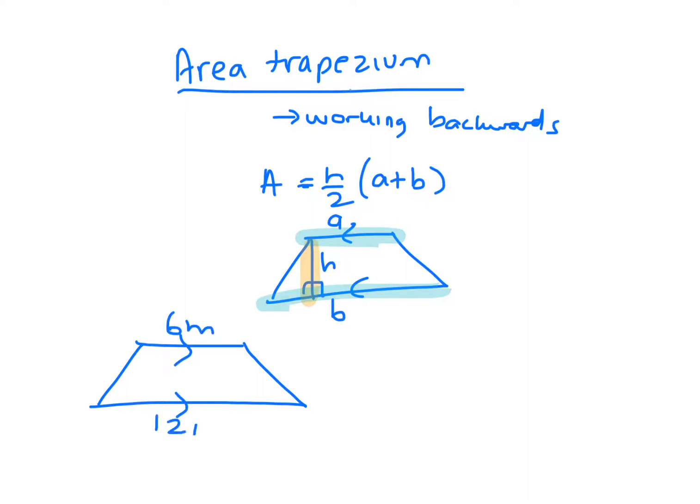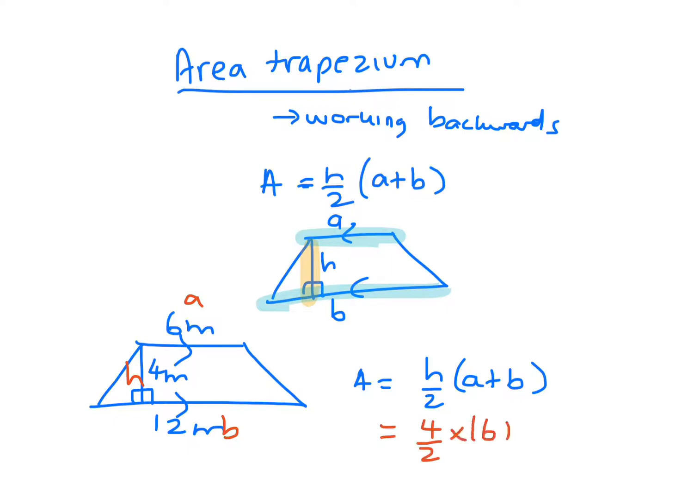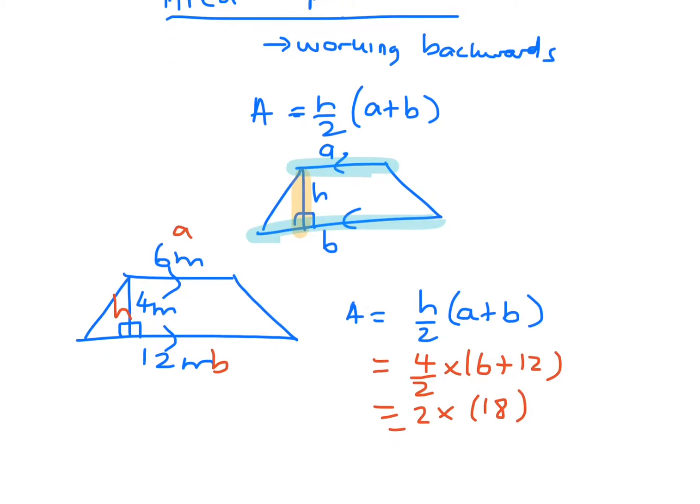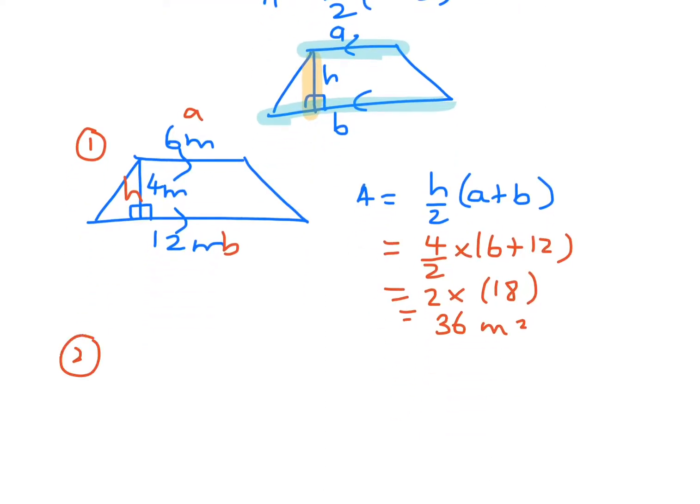6 meters, 12 meters, 4 meters. So the area is h over 2 times (a plus b). So your a is here, your b is here, your h is here. So it's going to be 4 over 2 times (6 plus 12). 4 over 2 is 2, 6 plus 12 is 18, and 2 18s would equal 36 meters squared. Okay. Now that's just using the formula directly.